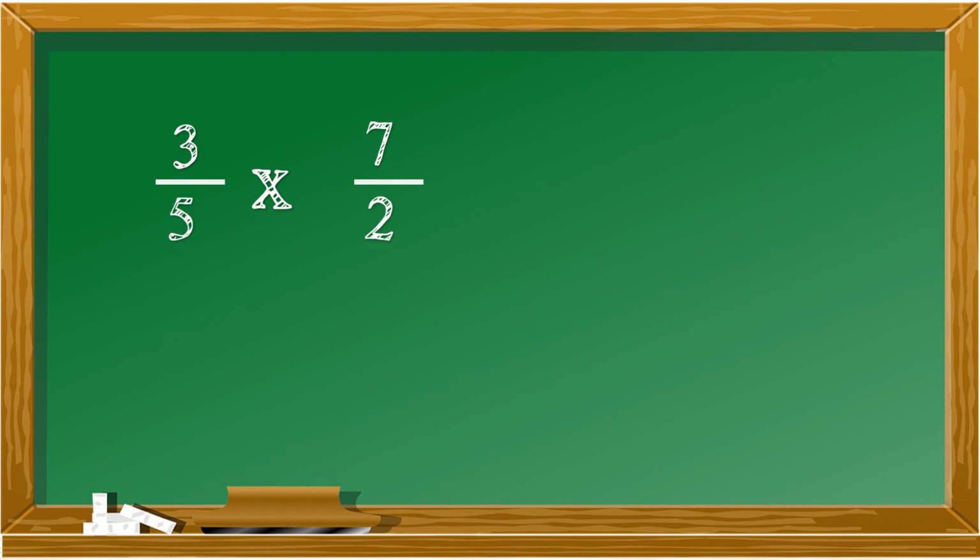Multiply the denominator by the denominator. 4 times 2 is equal to 8. Numerator by the numerator. 7 times 3 is equal to 21. Again, we got an answer. But this is an improper fraction. We need to change this first into mixed form.